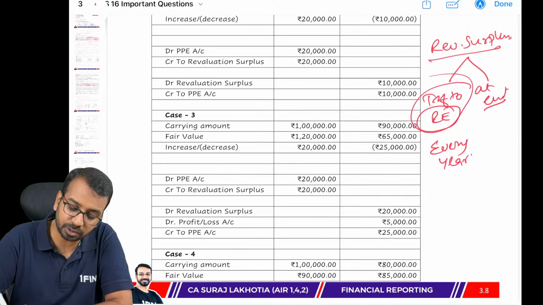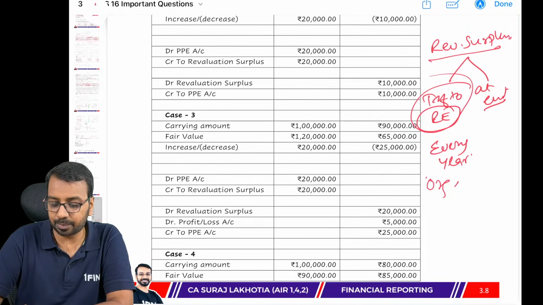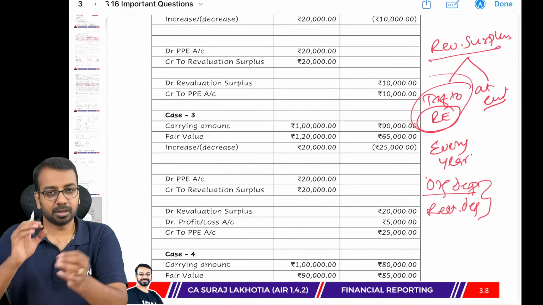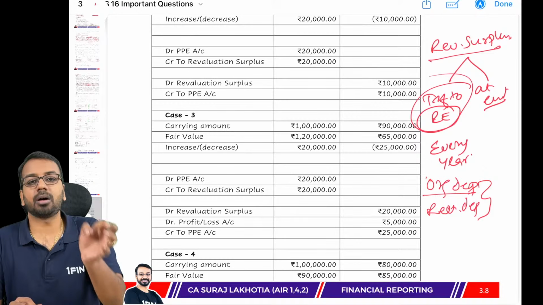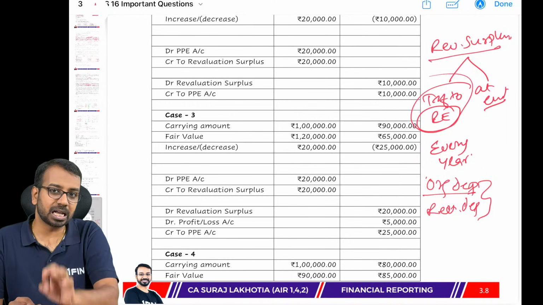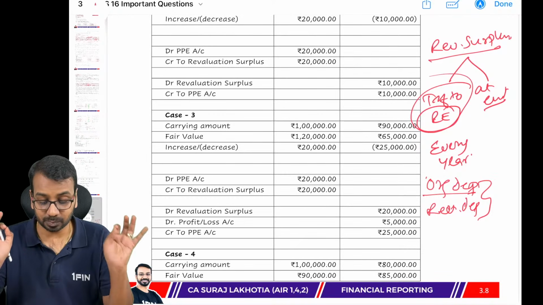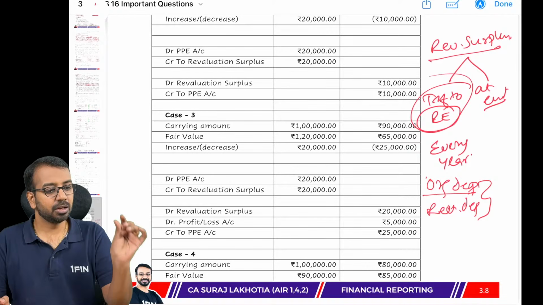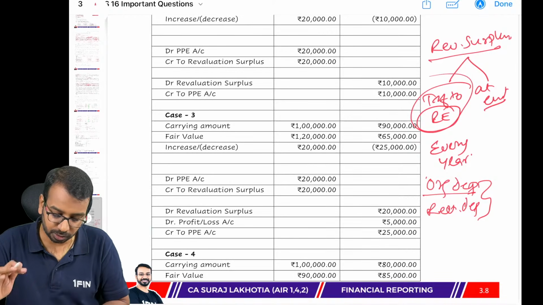Now, if it is transferring to the retained earnings at the end of every year, how do we compute that? Original depreciation and revised depreciation, whatever is the difference between these two will be debited to OCI or revaluation surplus and transferred to retained earnings. Never will we take this to P&L. Please keep this in mind. Don't make these mistakes in the examination. Directly from this you will transfer to retained earnings based on the difference.